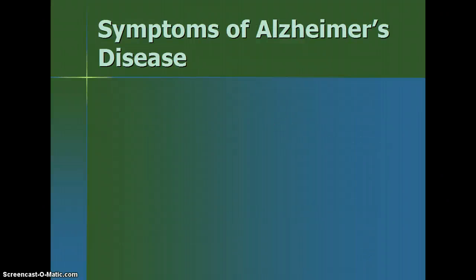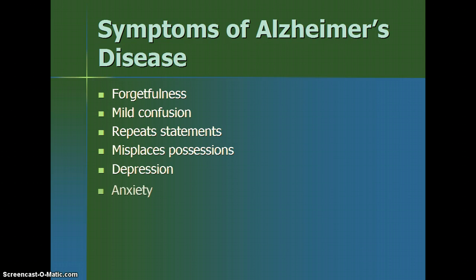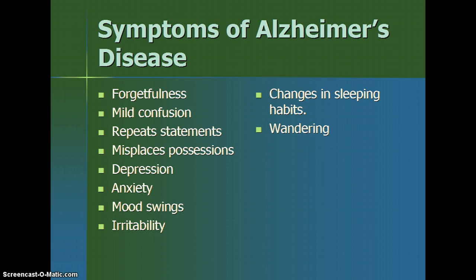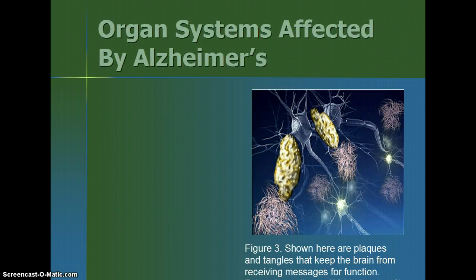Here are some symptoms of Alzheimer's disease: forgetfulness, mild confusion, repeating statements, misplacing possessions, depression, anxiety, mood swings, irritability, also changes in sleeping habits, wandering, loss of inhibitions, delusions, forgetting simple words, trouble communicating, and also loss of appetite.